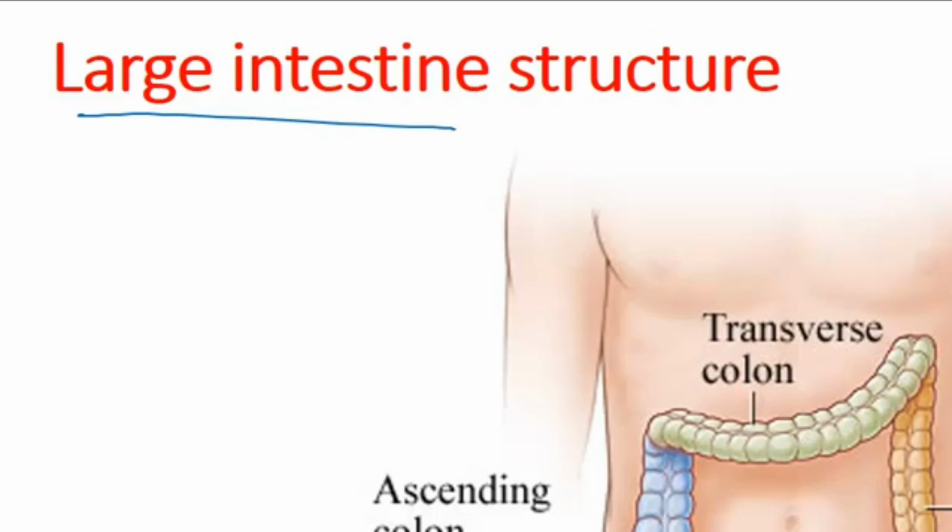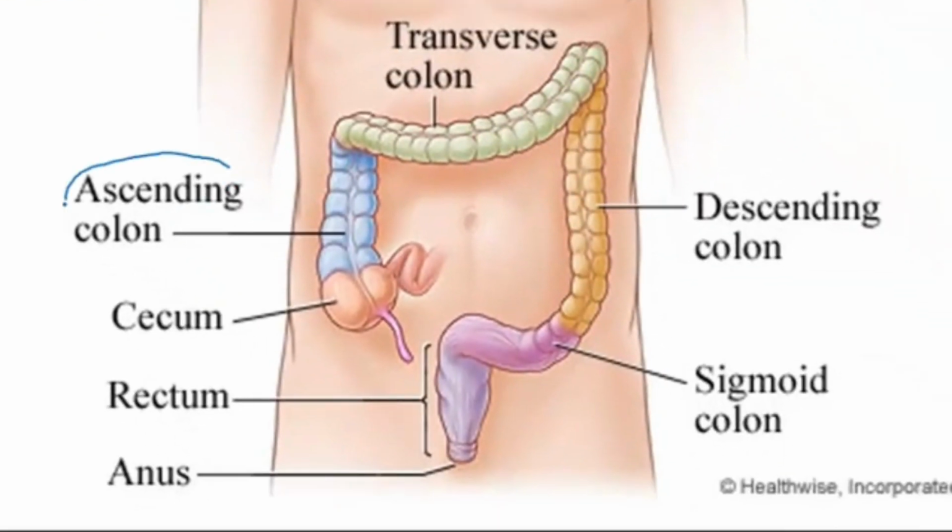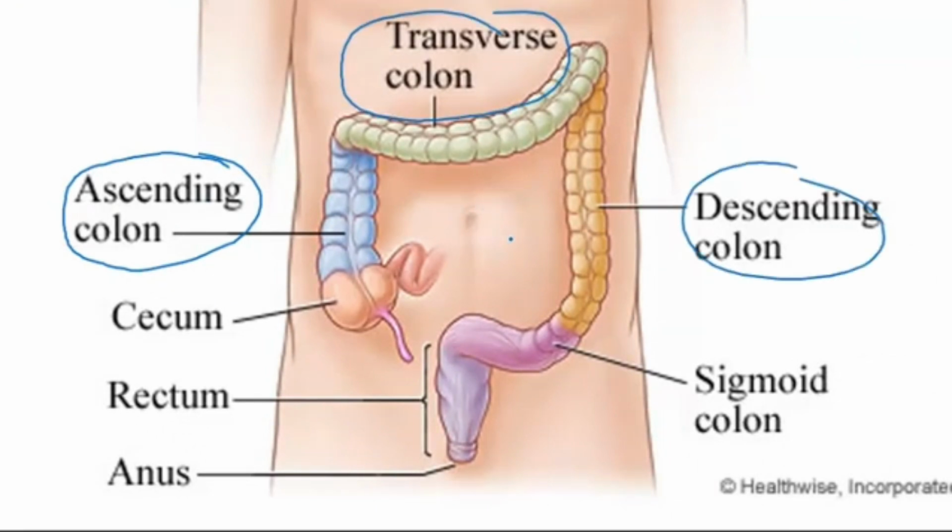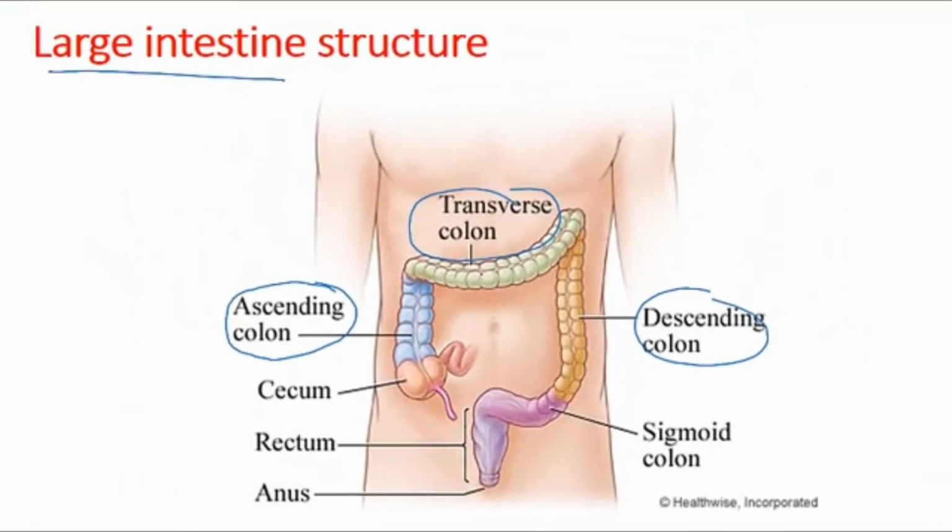It also consists of several fragments. It starts with the ascending colon, transverse colon, and descending colon. These are the three different parts that we see here. The job of the large intestine is to hold those undigested foods, do water absorption, and then finally convert the undigested food into feces and release it through the anus. And the feces will be stored for some time in the rectum.